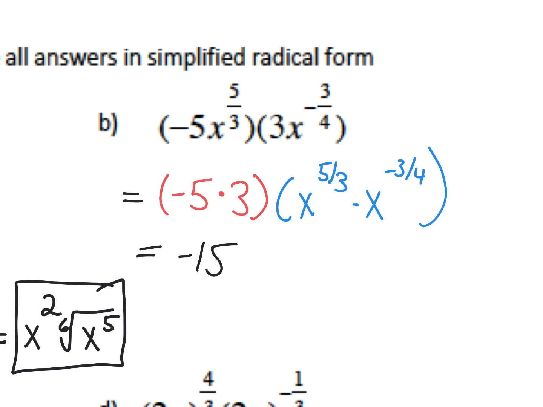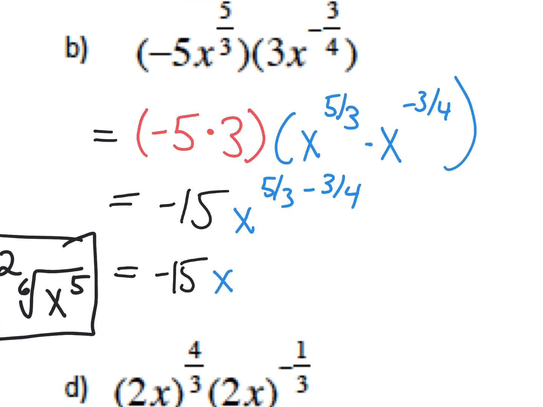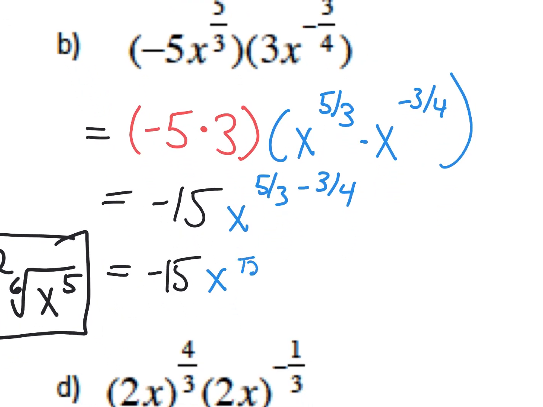And then what I have in blue there is a product of like bases. So once again, I can go ahead and add those exponents together. So we have 5/3 plus -3/4, depending on how you look at it. Once again, we need a common denominator. The common denominator between 3 and 4 would be 12. So we're going to make those 12s on the bottom.